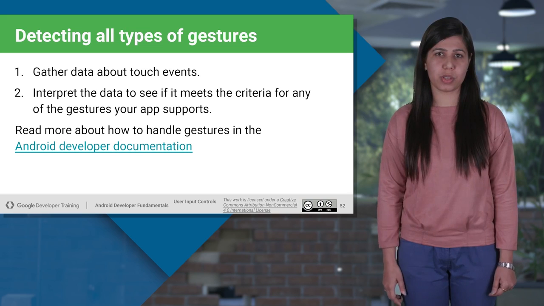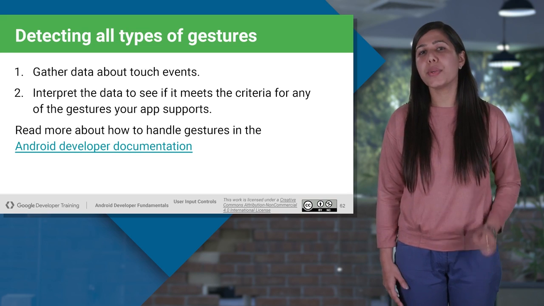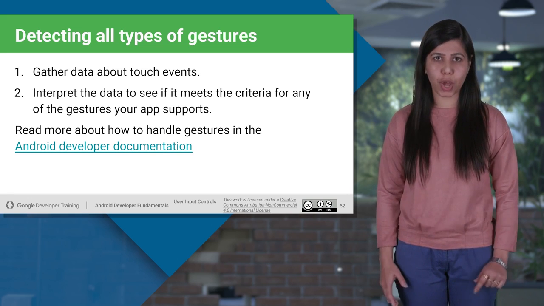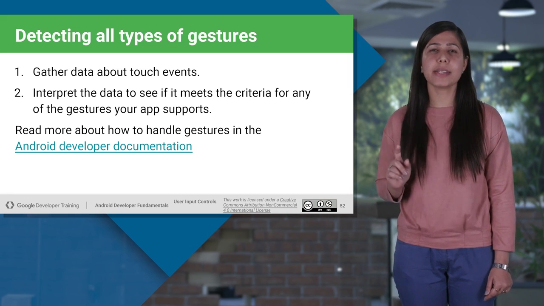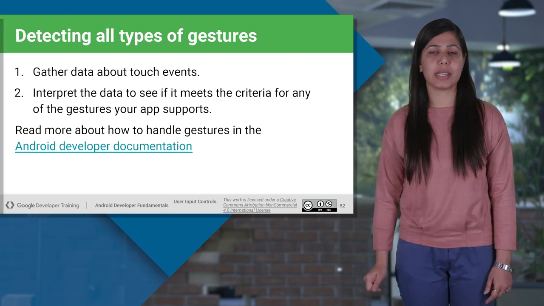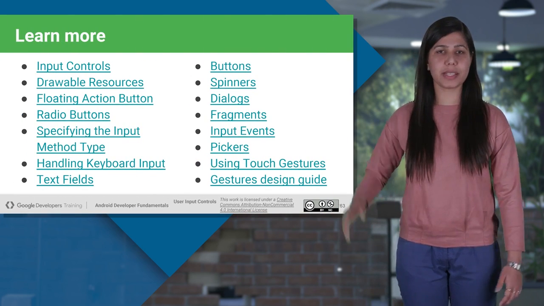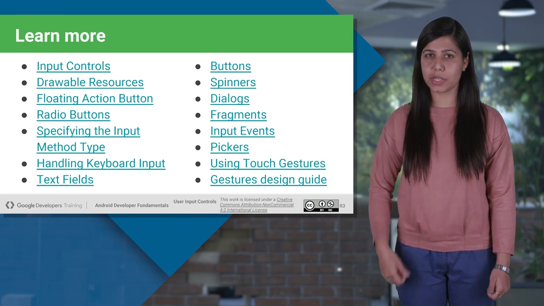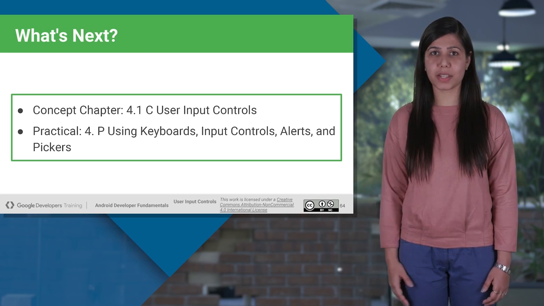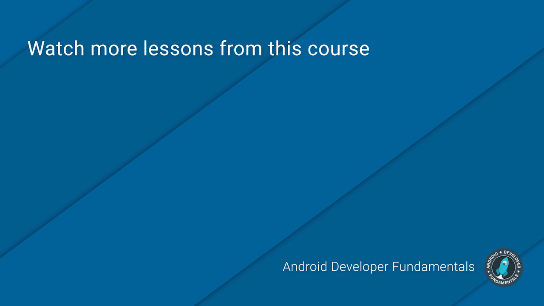A gesture starts when the user touches the screen and continues as the system tracks the position of the user's finger, and it ends by capturing the final event of the user's finger leaving the screen. Get the reference links and explore more for this chapter about user input controls. And next, we can continue with the practical.